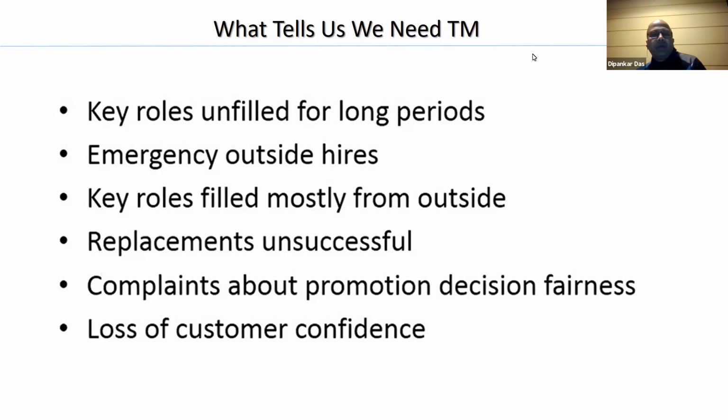Then you have complaints about promotion decision fairness. So this is again a pervasive problem. If you do not have an end-to-end talent management strategy, then you can have arbitrary promotions, you can have ad hoc promotions, you can have emergency promotions, and all of this leaves a bitter taste in the mouth for a lot of people.